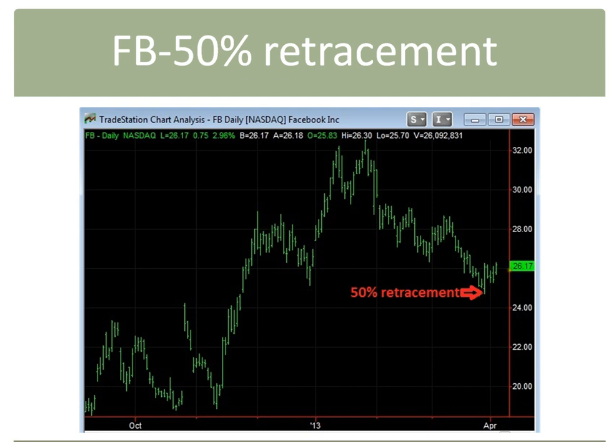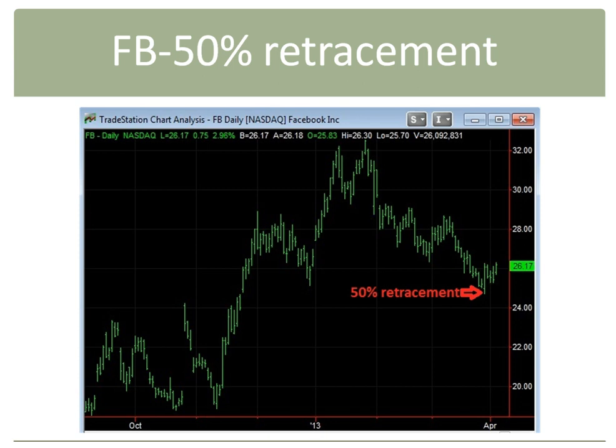And also using this, if Facebook does come back down to that level, the $25 level, and you get sustained closes below that level, then perhaps you're looking for it to go back down to the all-time low, I believe, which is 17.55. The other fib numbers, 0.382, I believe, and 0.618, I don't really pay attention to those. I've just had more success using the 50% retracements.